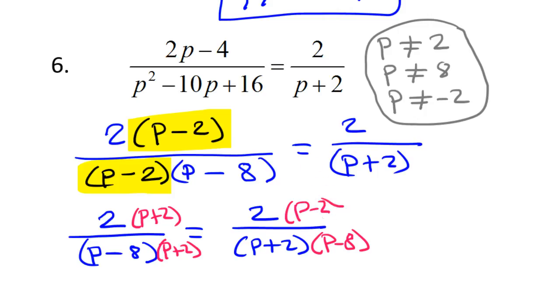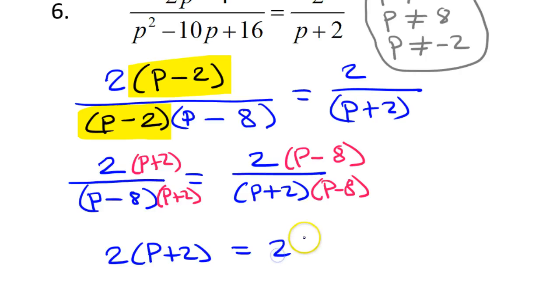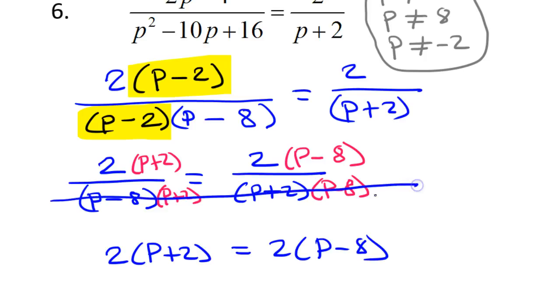And I don't know why I just wrote a 2. Okay, now that the denominators are the same, all right, p plus 2 and p minus 8, that means the numerators must be the same. All right, so I can set these numerators equal to each other. So I have 2 times p plus 2. All right, that numerator should equal 2 times p minus 8. Okay, it's just like canceling out the denominators once you have like denominators.